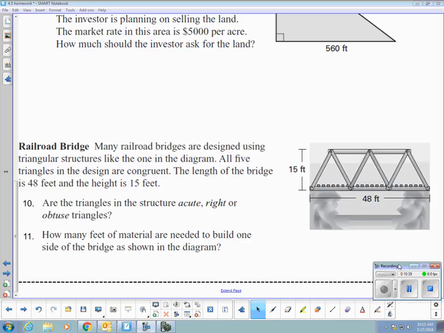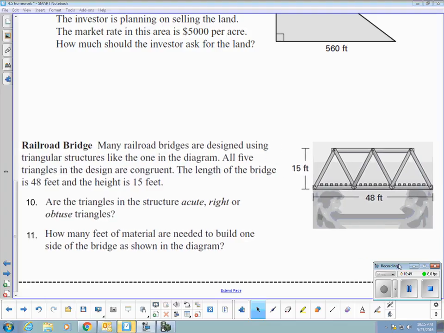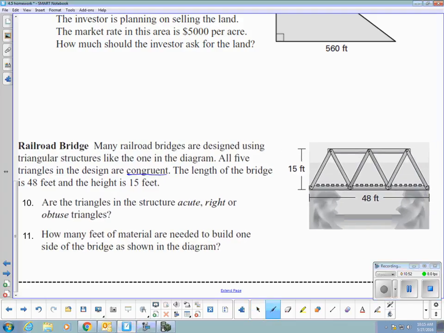So here we have a diagram of a bridge that's made by many triangles, and what we know is all the triangles in this design are congruent. And we have a length of the bridge is 48 feet, and the height is 15 feet. So if this entire length is 48, then we can take 48 and divide it by 3 to get the length of each of these triangles. And we know that they are the same because we know those triangles are congruent to each other, which means that these two sides are also 16 feet.